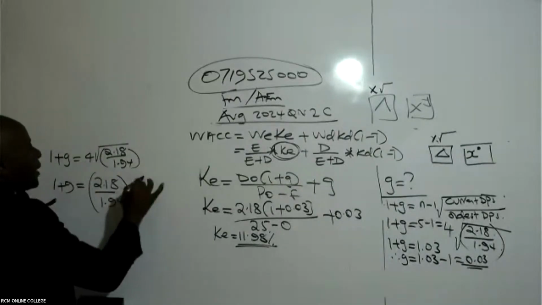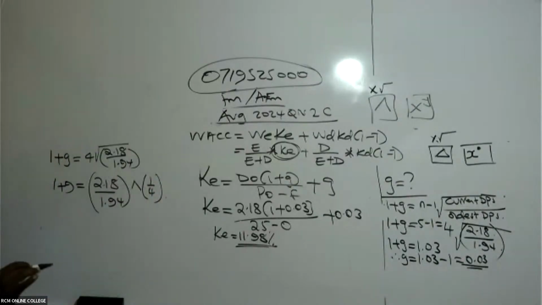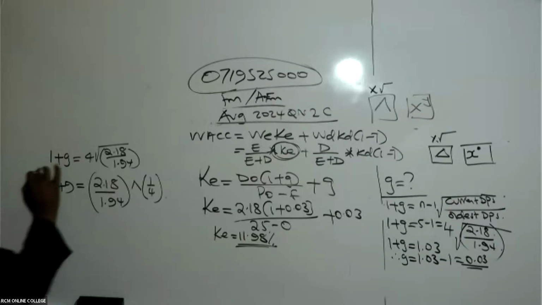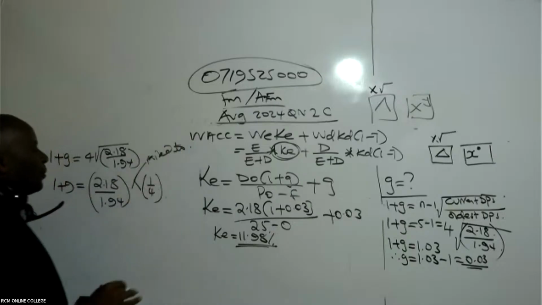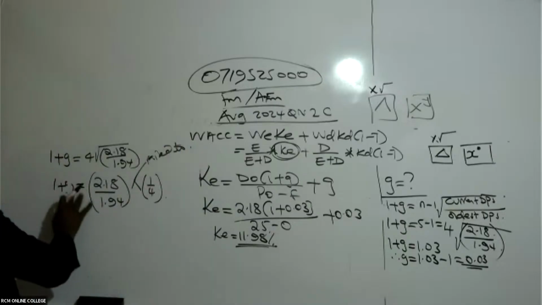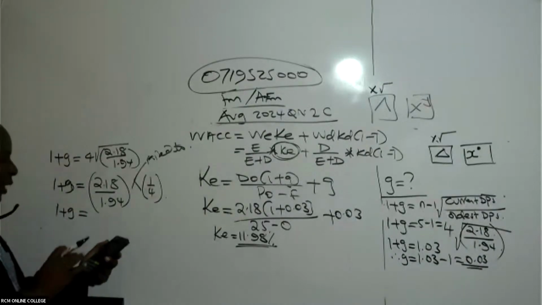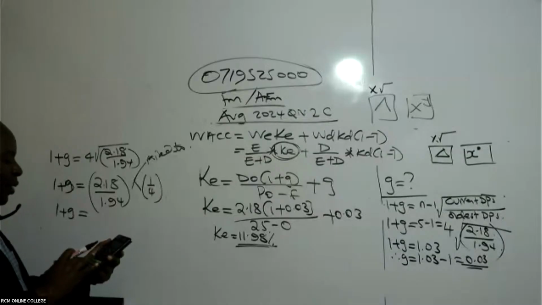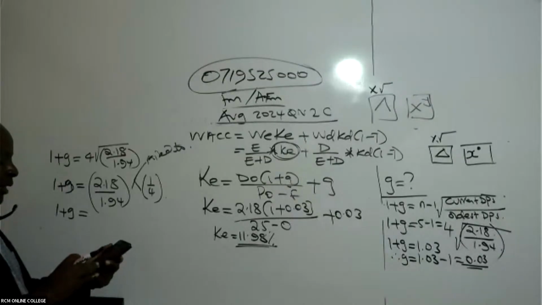You see, 4th root is the same as raising this to a quarter. So long as that a quarter, you put it in brackets. So what I'll do, I will come and say here 1 plus g. So my 1 plus g will be equal to, I have to put this in brackets, 2.18 divided by 1.94, I close. Then I say raised to, I open brackets there, 1 divided by 4. I close brackets like that. And then I say equals.